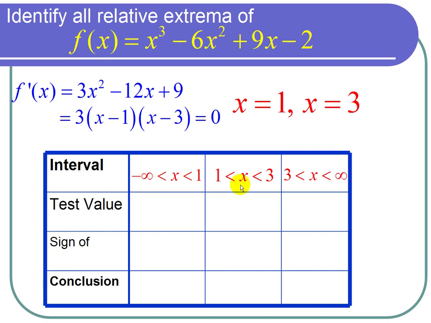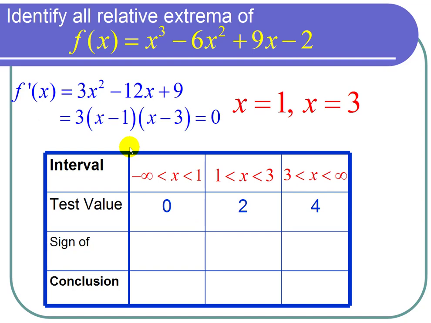And the next step is to pick a test value in each interval. In between negative infinity and 1 lies 0. In between 1 and 3 lies 2. And 4 is between 3 and infinity. So now I'm going to plug these numbers into my first derivative to decide whether that first derivative is positive or negative. So if I plug in 0, I get 9, and that is a positive number. If I plug in 2, I get a negative number.